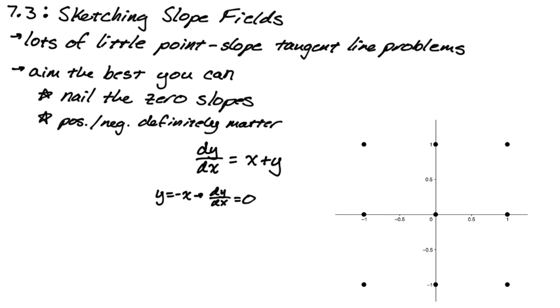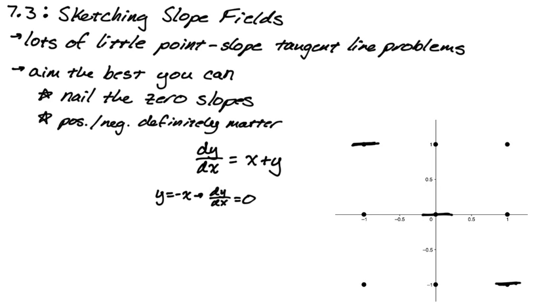If y equals negative x, then you get x plus negative x by subbing in. So you just get dy/dx is 0. So I can actually fill in 3 little horizontal lines there, right? That's what I mean by tangent lines. Those are the tangent lines, right? At the point (-1, 1), I would get a horizontal line. At the point (0, 0), I would get a horizontal line. At the point (1, -1), I'd get a horizontal line. So I just draw a little horizontal line.